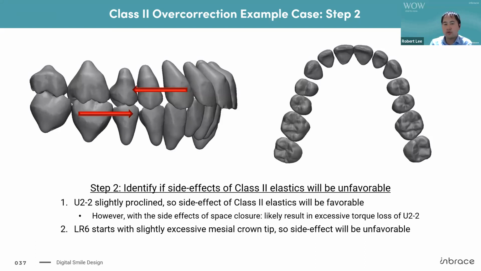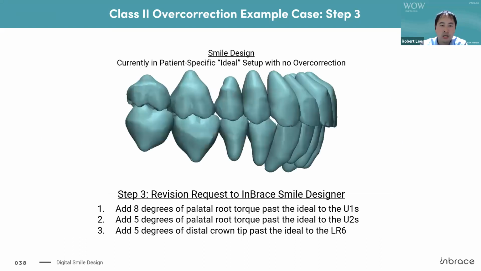So adding some torque overcorrection here, I think would be applicable. And then the lower right 6 actually starts with slightly excessive mesial crown tip. So the side effects are going to be unfavorable if you have more mesial crown tip. Now, this case is shown here now without any overcorrection.